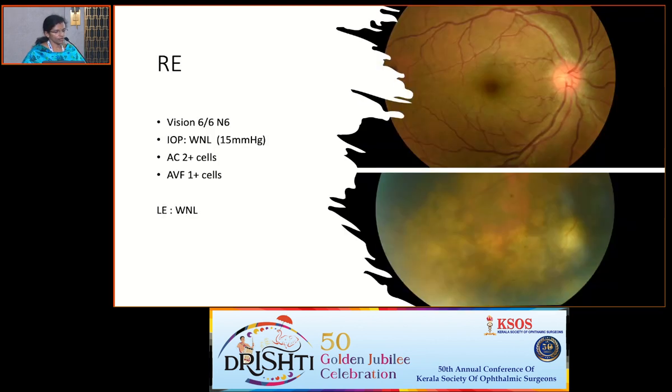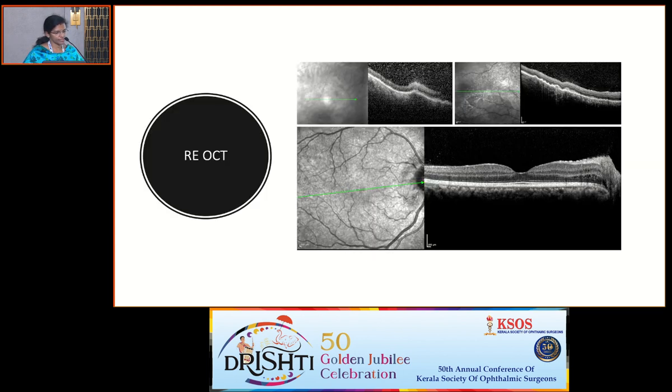The left eye was normal, and in the right eye, her vision at presentation was 6/6 and 6, and intraocular pressures were normal. Her anterior chamber showed 2+ cells, and anterior vitreous face showed 1+ cells. This was the right eye.